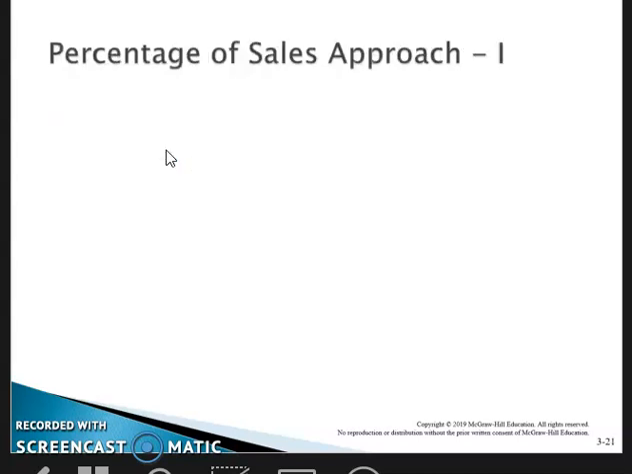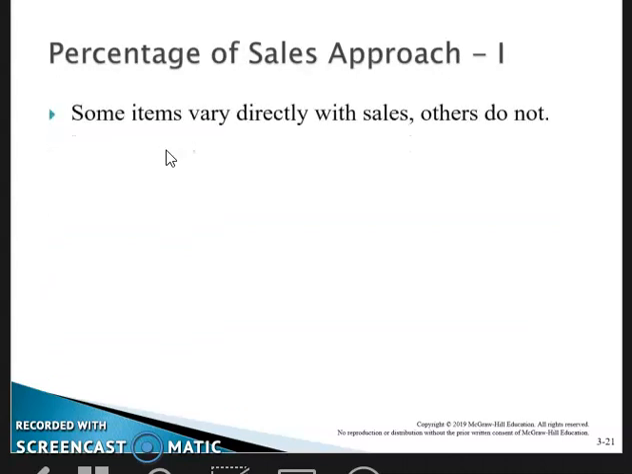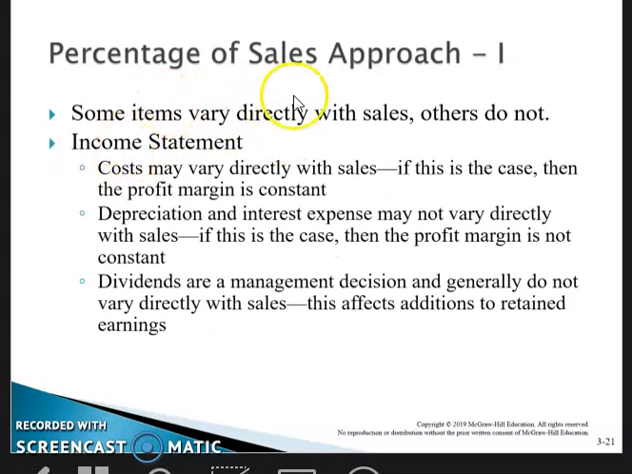The first financial modeling approach is percentage of sales. The idea is that some items vary directly with sales, others don't. On the income statement, costs may vary directly with sales, or they may not. If they do, the profit margin will be constant. Depreciation and interest expense may not vary directly with sales. If this is the case, the profit margin is not constant.